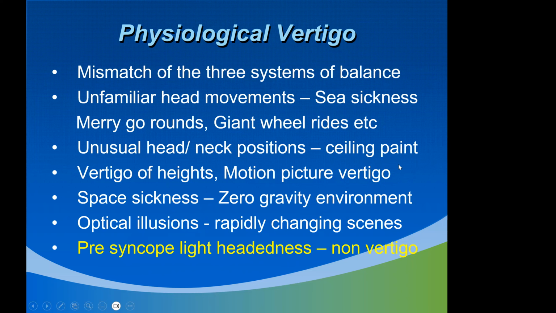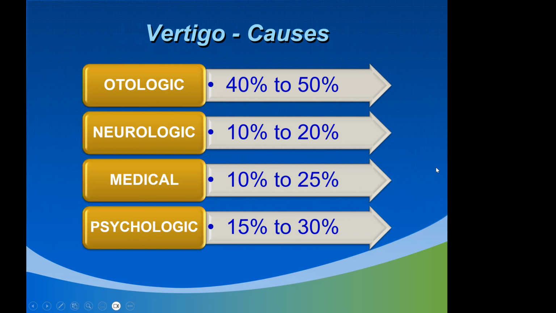Optical illusions: for example, you sit in a train and keep on watching, the objects are very fast moving, and then you feel sometimes giddy. Or you are given a spinning colored wheel and asked to look at it, then the colored wheel goes faster and you feel giddy. So pre-syncope or lightheadedness is not vertigo. Before syncope, we will have some sort of premonitory symptoms, which is called pre-syncope. That is not vertigo. So what are the causes of vertigo?